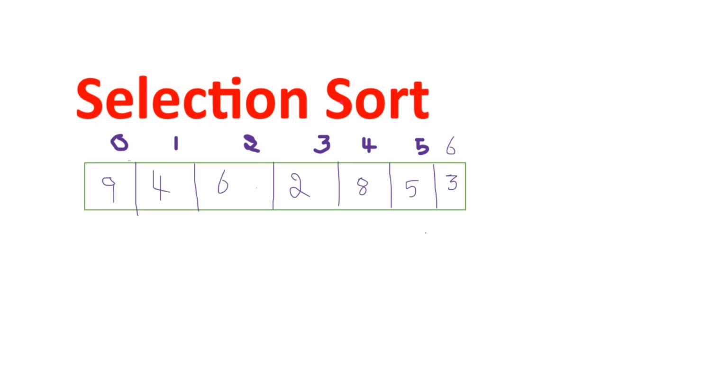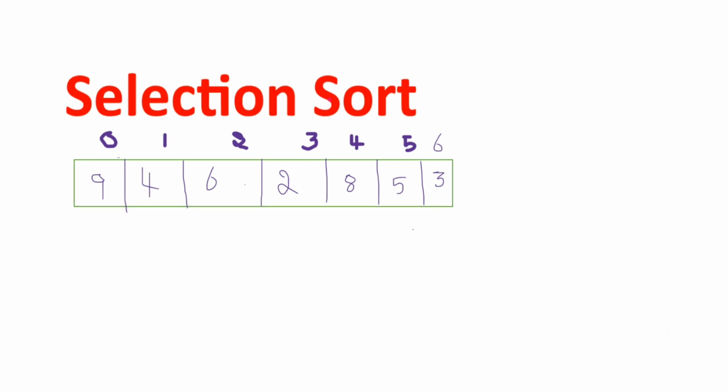Next, I need to take another example. The current list is 9, 4, 6, 2, 8, 5, 3. Now, the current element is 9. Start from the element 9 at index 0. The 9 is the current element. We find the minimum element in the array. 2 is the minimum element in the array.